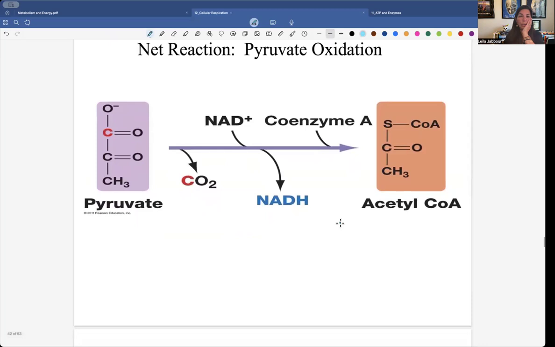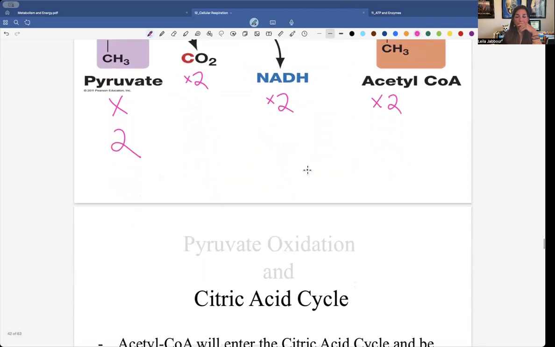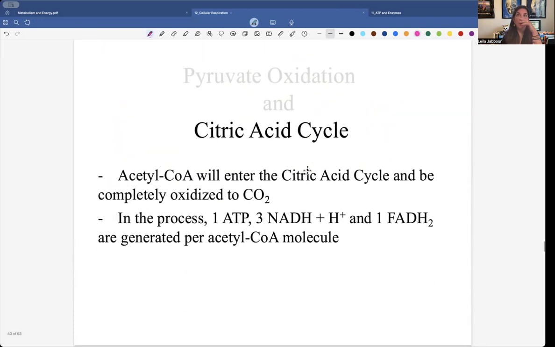So here we can write the net reaction of pyruvate oxidation, and multiply everything by 2, because glycolysis released 2 pyruvates. Okay, now we can enter the citric acid cycle.